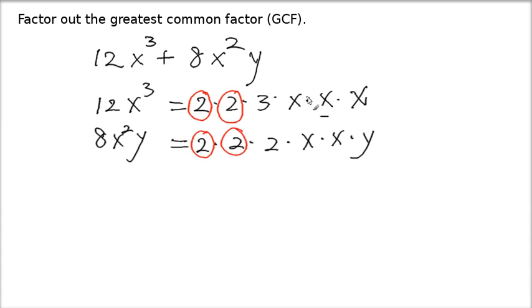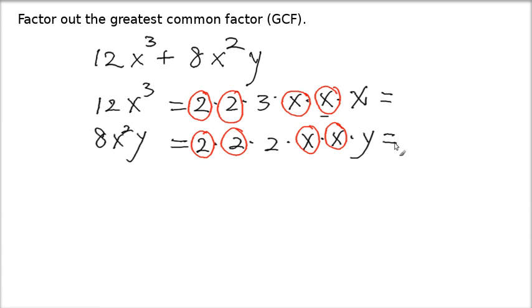Let's look at the variables. X is common. The second x is common. The third x is only in the first term. It's not in the second term, so x is not common. The same is true for y. Y is only in the second term. It's not in the first term, so y is not common. So we have circled out all common factors.